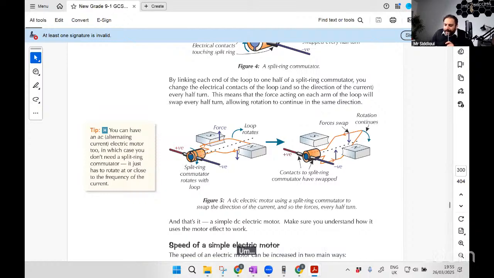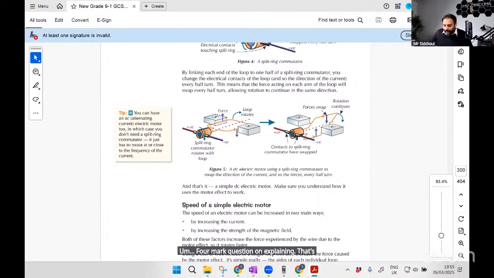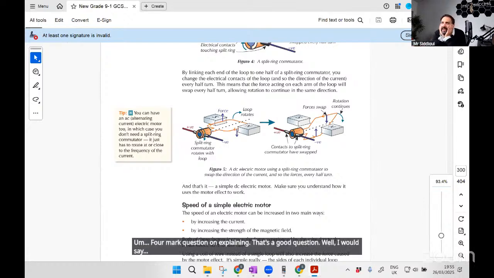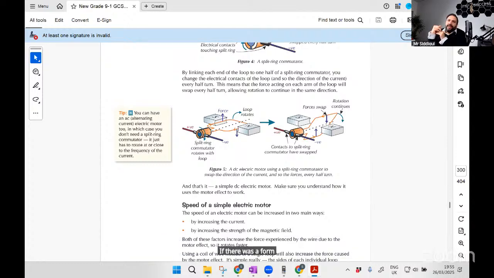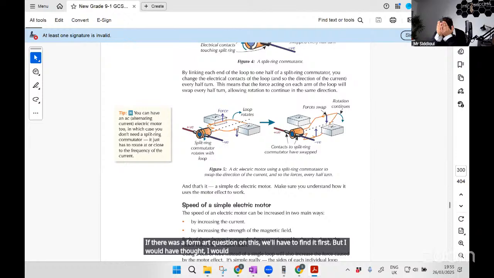A 4-mark question on explaining. Oh, that's a good question. If there was a 4-mark question on this, we'll have to find it first. But I would say that it depends where we begin, I suppose.